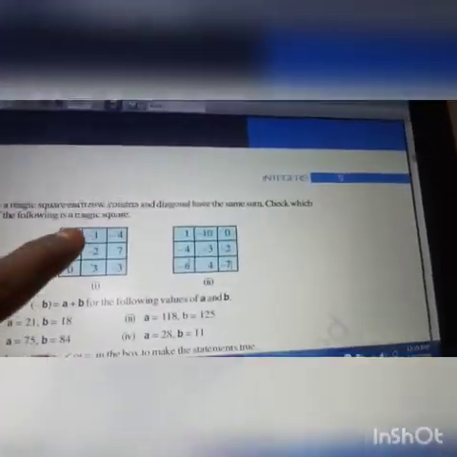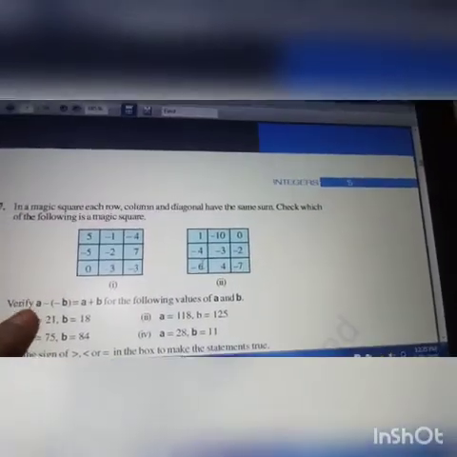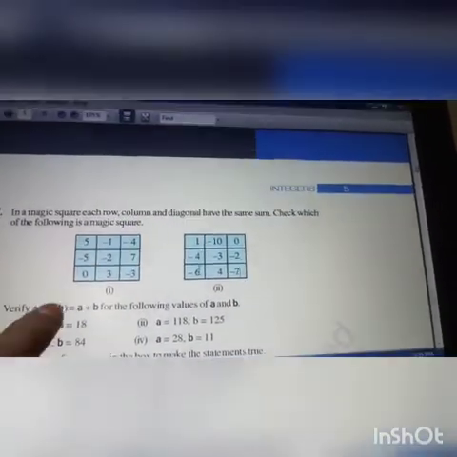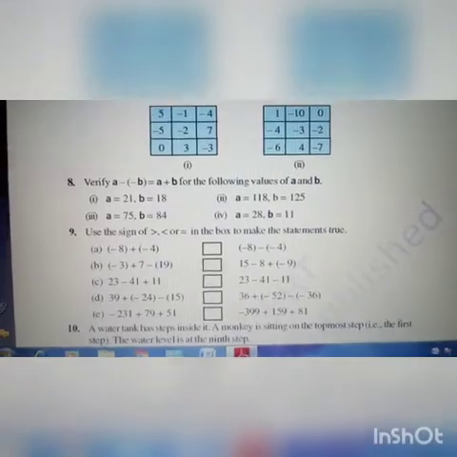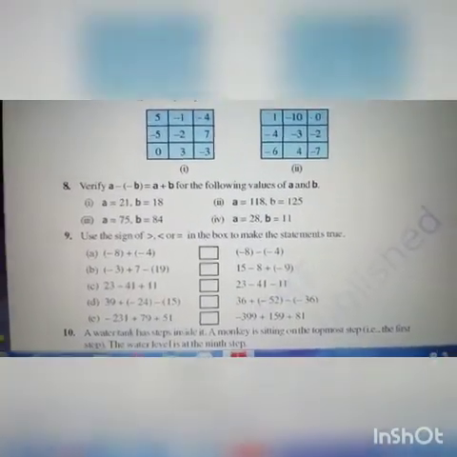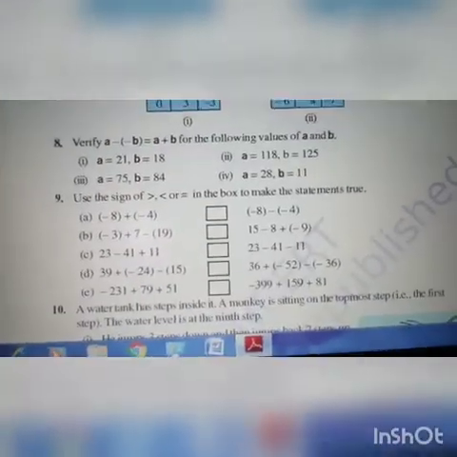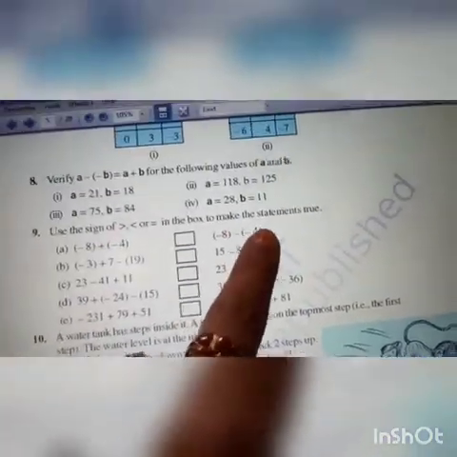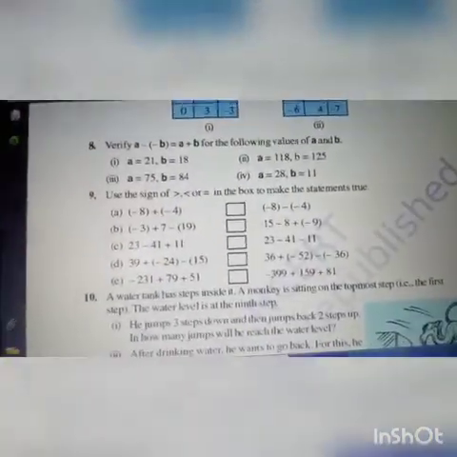Even a magic square and a verify problem are there. You should verify LHS equal to RHS. Substitute the values of A and B and find the value of LHS and RHS. If they are equal, then we have verified that question. Next, the ninth question. We have to compare. We should find the value of this separately and this separately, and check whether it is greater or smaller or equal to.